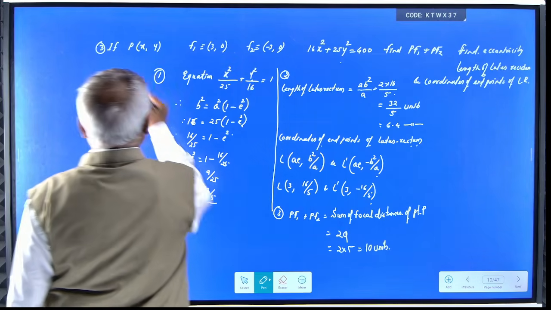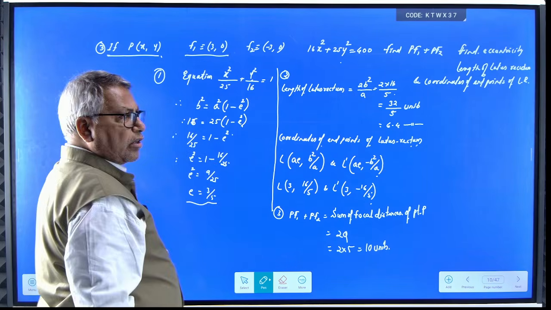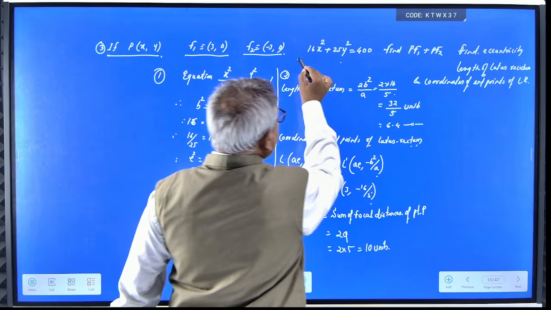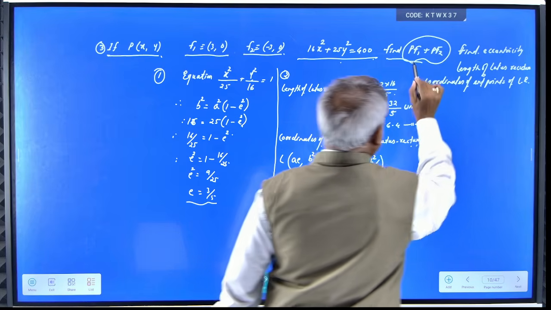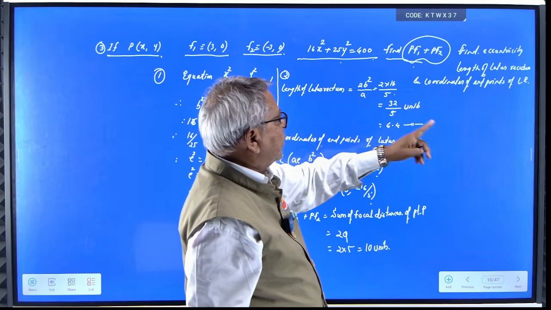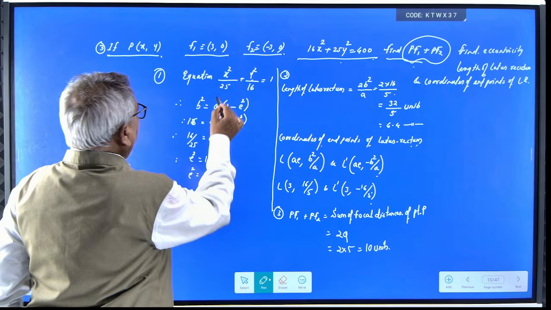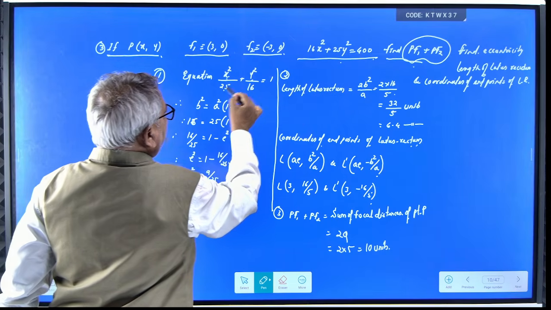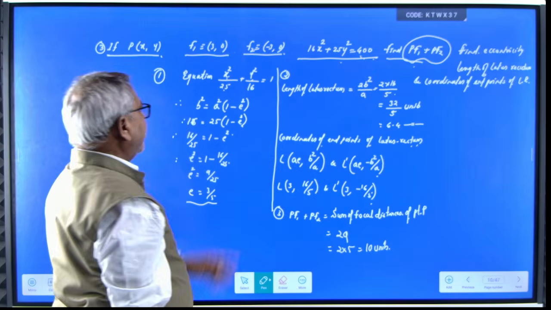Another example. If P(x, y) is a point on the ellipse 16x square plus 25y square equal to 400, and F1, F2 denote the two foci, find PF1 and PF2, find the eccentricity, the length of the latus rectum, and the coordinates of the endpoints of the latus rectum. Okay. So first of all, dividing by 400, x square upon 25 plus y square upon 16 equal to 1.